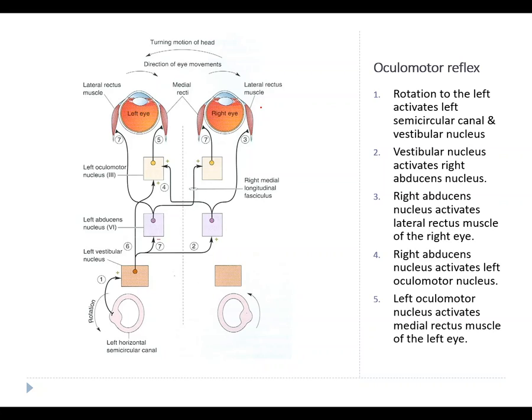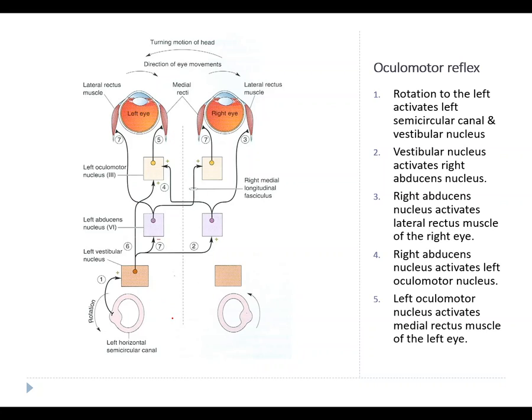So if you want to move your eyes to the right, you would want to contract the right lateral rectus muscle and the left medial rectus muscle, because that will cause this motion. And meanwhile, you want to relax the right medial rectus muscle and relax the left lateral rectus muscle. And then vice versa if you want to rotate the eyes to the left.